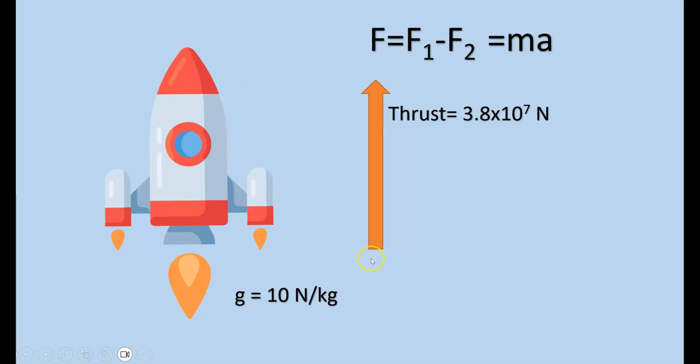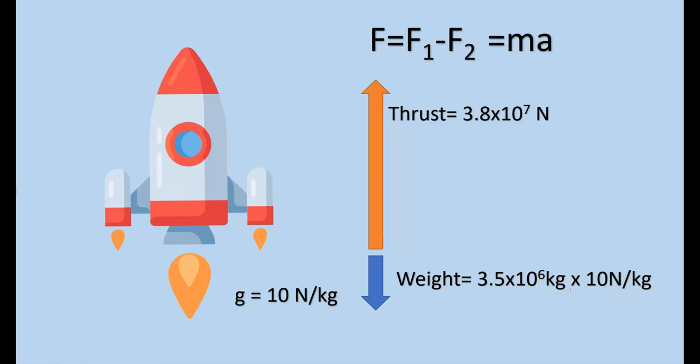Remember that every object on Earth has a weight, a downward gravitational force pointing towards the center of the Earth. This weight is computed using the mass of the rocket multiplied by the gravitational field strength of the Earth, which we will take as 10 Newton per kilogram. These two unbalanced forces cause a resultant force which, according to Newton's second law, is equal to its mass times its acceleration. And we are going to calculate this acceleration.